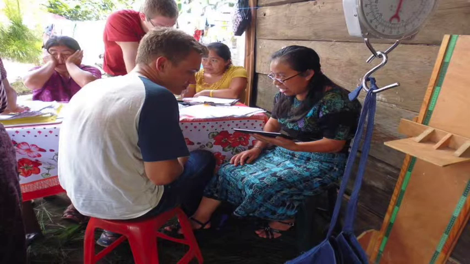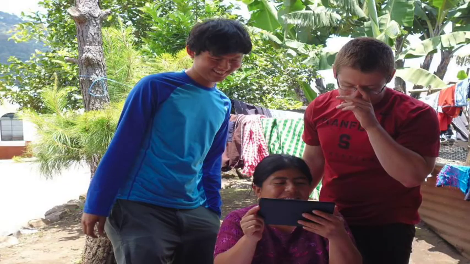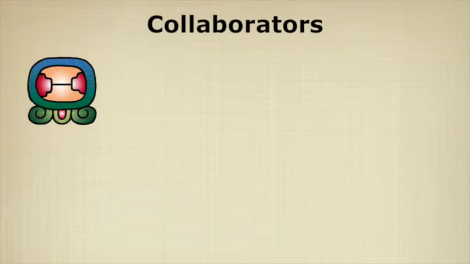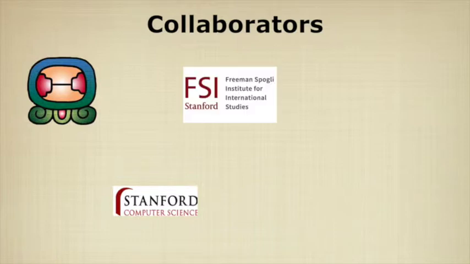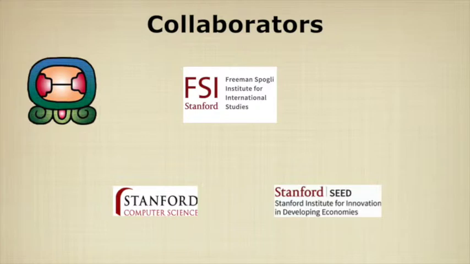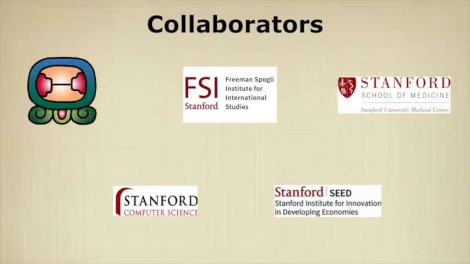In particular, this mobile initiative intends to reduce the training requirements for community health workers involved in programs designed to improve young child nutrition. The effort described in this video is a collaboration between the THOSH Rural Health Program in San Lucas Tolimán, Guatemala, the Stanford Computer Science Department, the Freeman Spogli Institute for International Studies, the Stanford Institute for Innovation in Developing Economies, and the Stanford University School of Medicine.